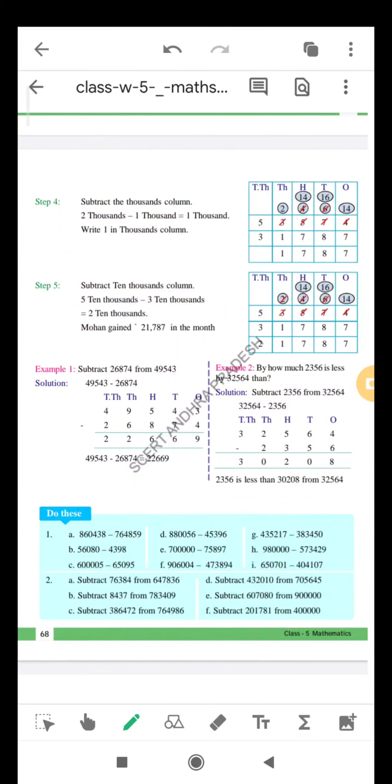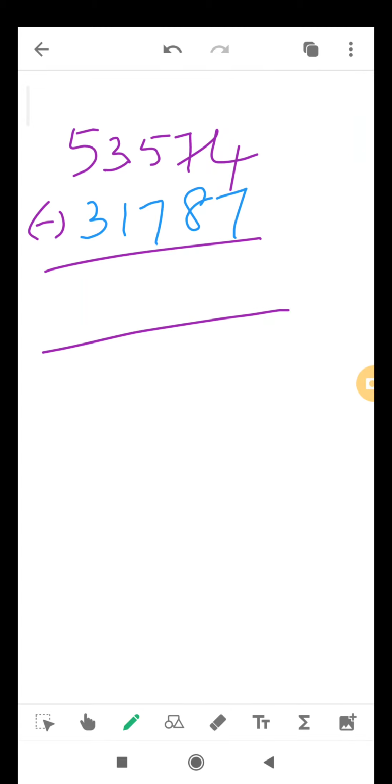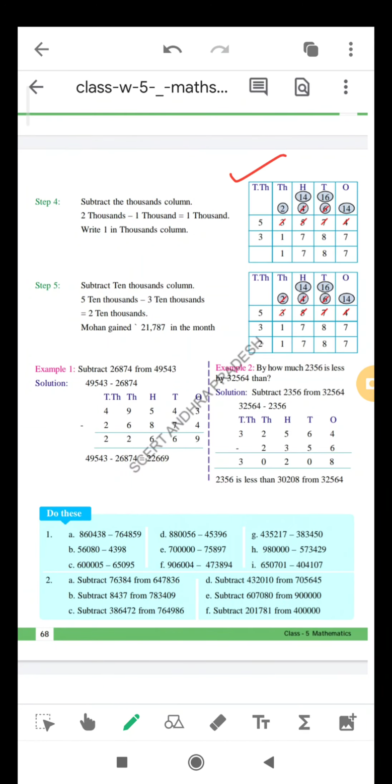Okay, now I'll show you how to subtract. See, this is very clearly given here. See this table. The number is 53574. We have to subtract 31787 from this 53574. In the workbook he has explained. Let us see that first and then again we'll do ourselves.